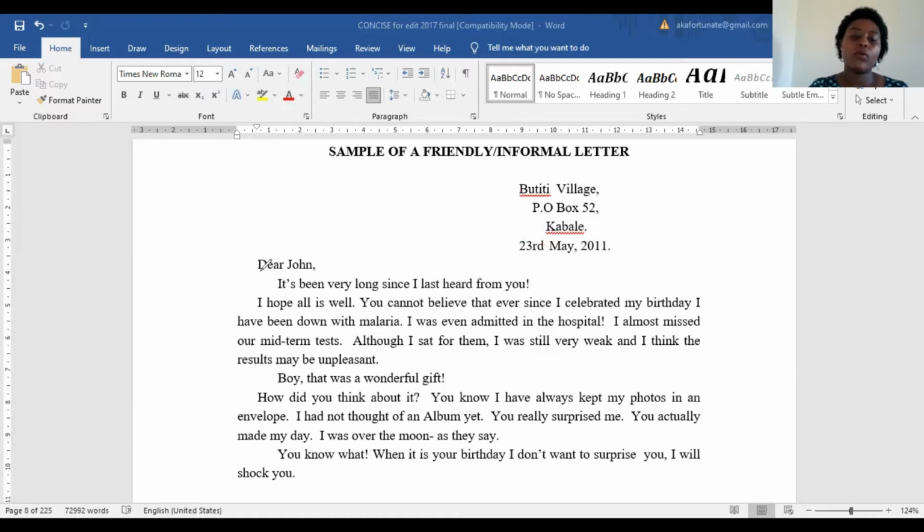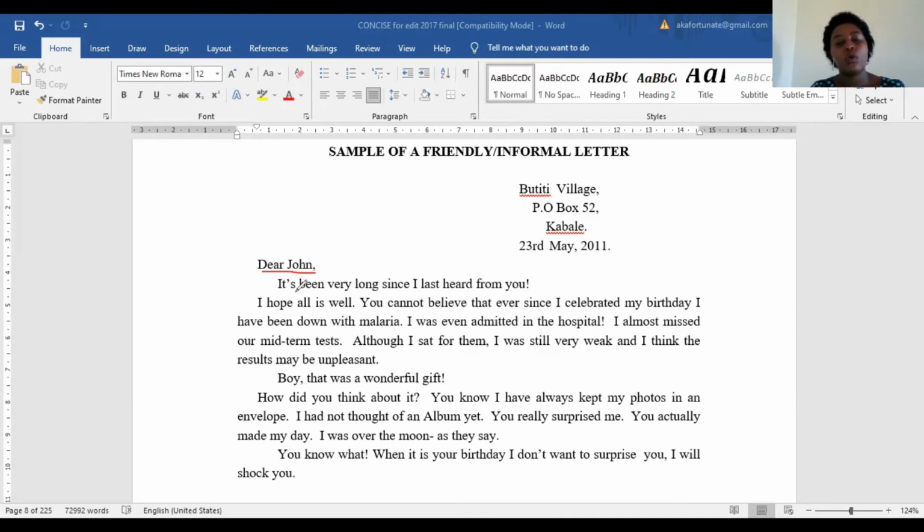So from there, we go to the salutation. This is now our salutation. Because I told you, because we are writing to a friend, we can use a name, Dear John. So we are using a name. And then from there, this is part of the greeting, the salutation and the greeting. It's been very long since I heard from you. It is part of the greeting.